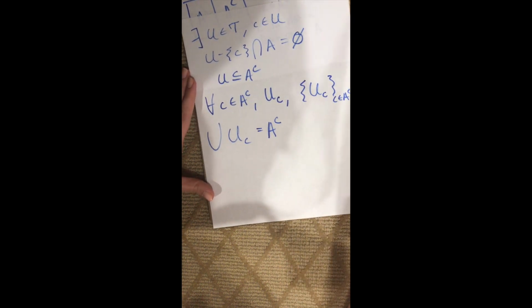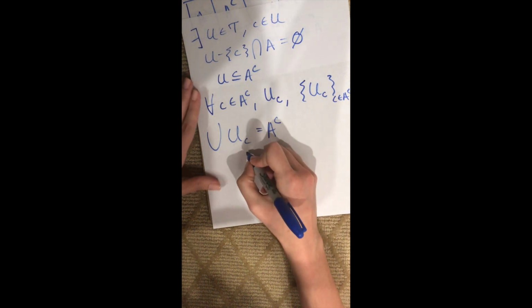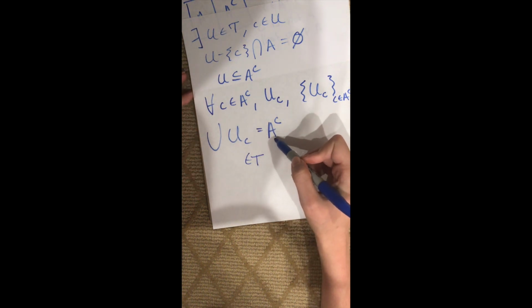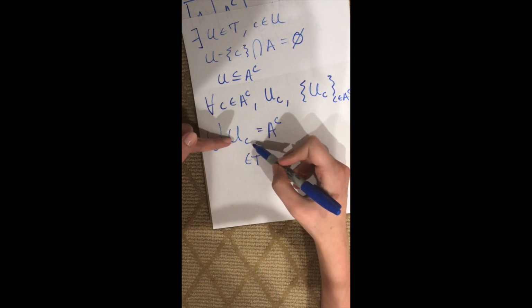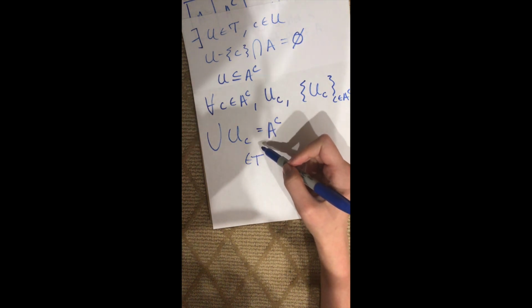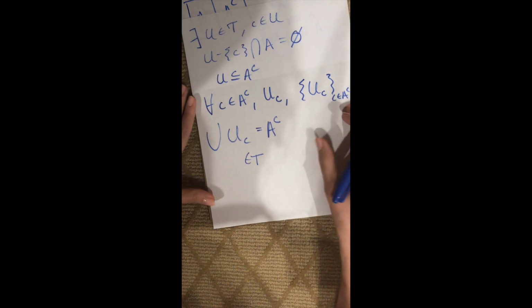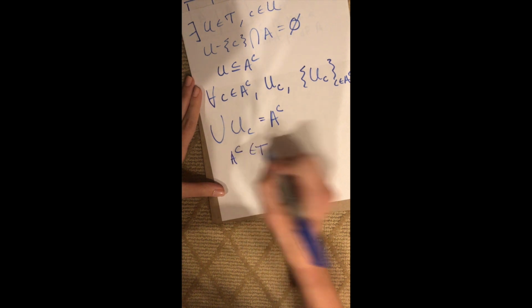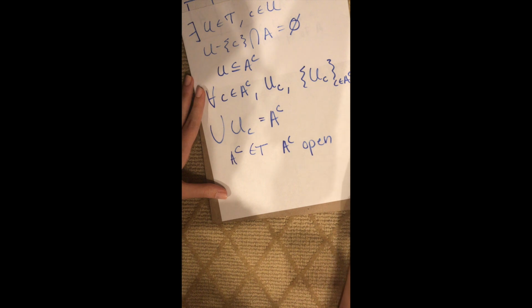So from the definition of a topology, we know that this set is in our topology, and we know that it's A complement because every point in A complement is in one of these open sets, and because none of these open sets contain any points that are not in A complement. So we know that this means that A complement is in the topology. So A complement is open.